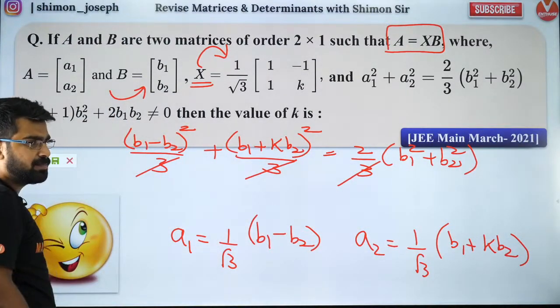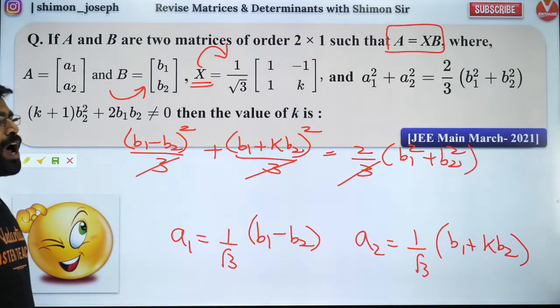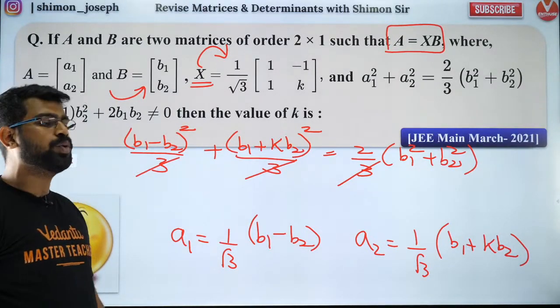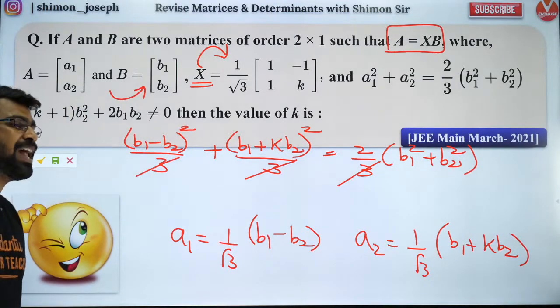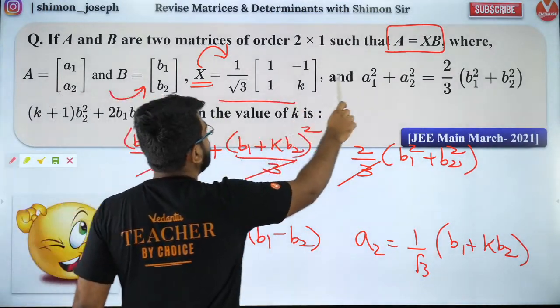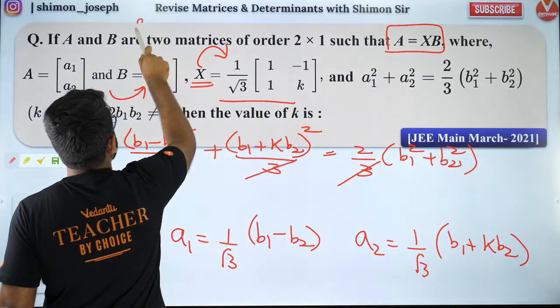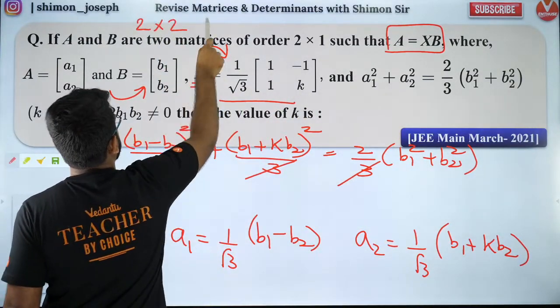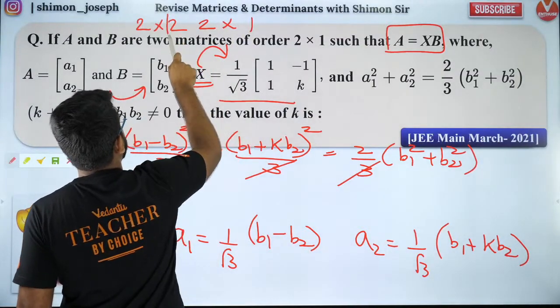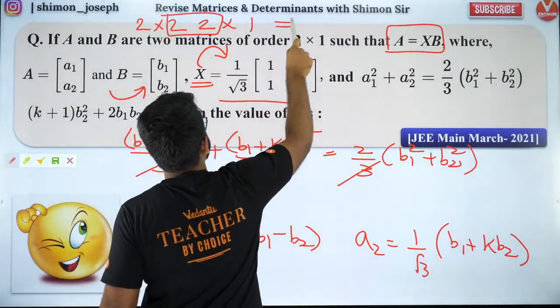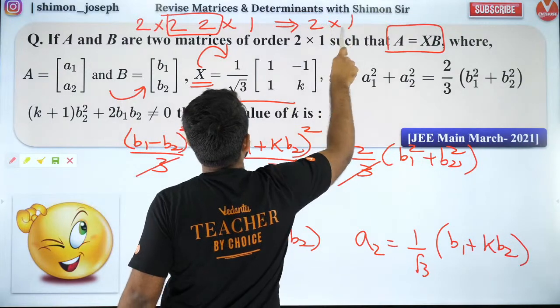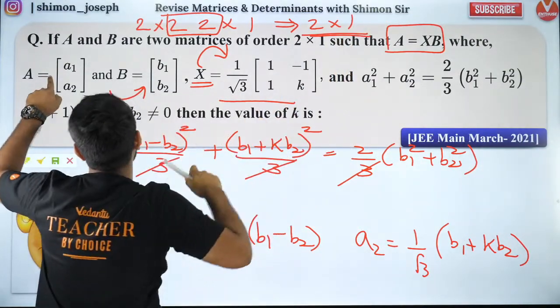Are you all clear? Jana, Vicky, I did not equate a 2 cross 2 matrix. I multiplied X and B. When you multiply X and B, X is 2 cross 2, B is 2 cross 1. So when you multiply X and B, your resultant will be 2 cross 1. Now that resultant I am comparing with A.